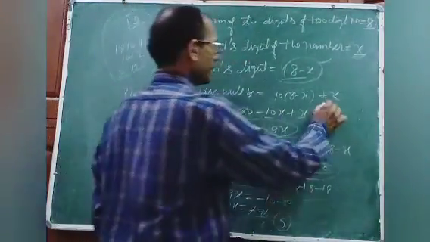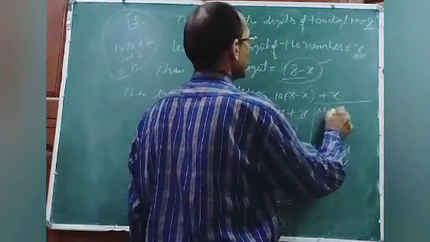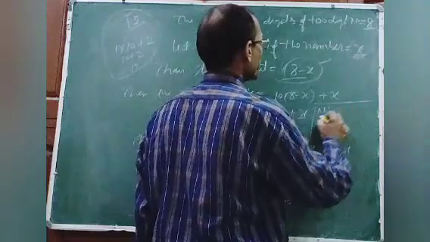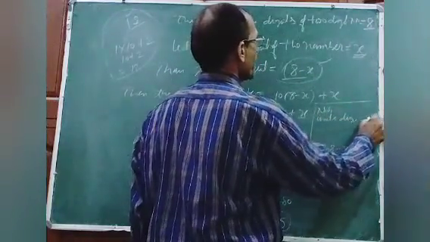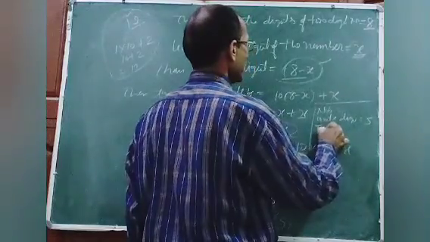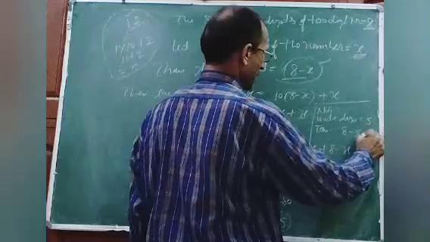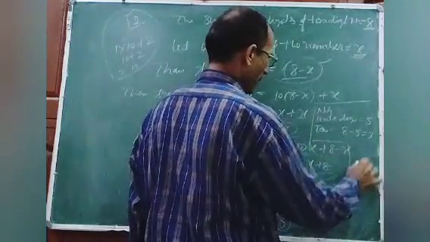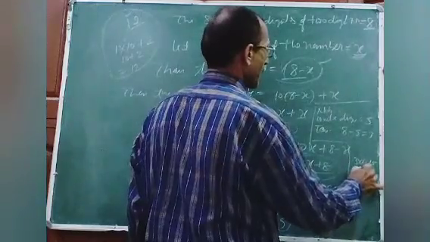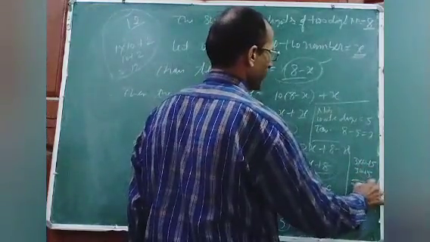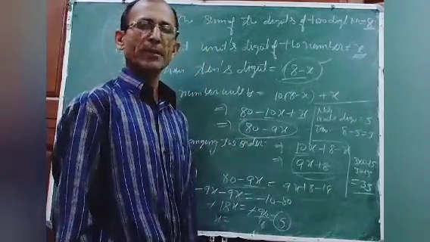What will the number be? Units digit is 5. Tens digit, sum is 8, 8 minus 5, it means 3. Then the number will be 3 multiplied by 10 plus 5. So 30 plus 5, it will be 35. So number is 35.